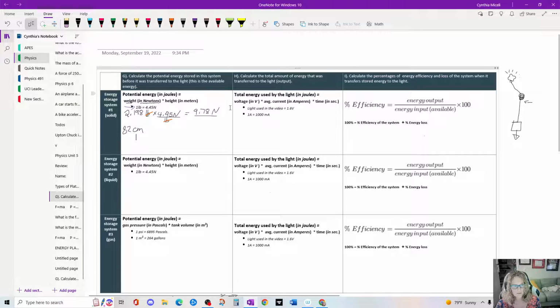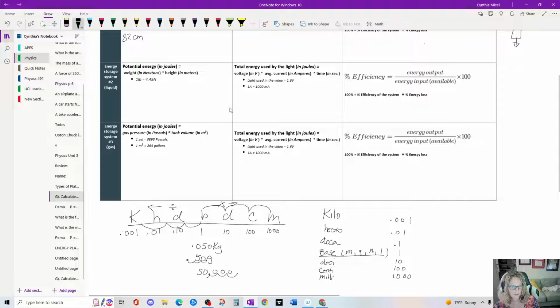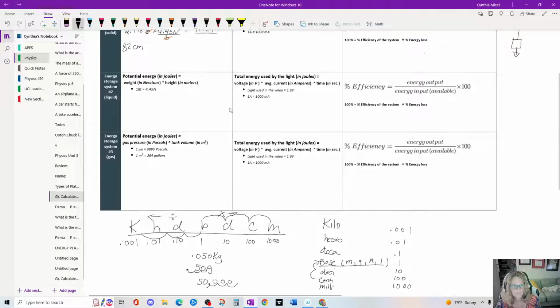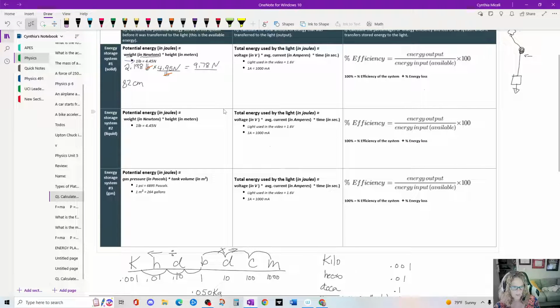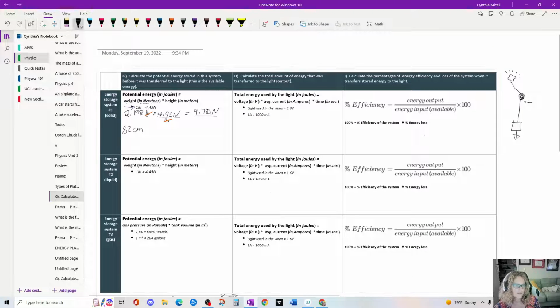So if I look back at my centimeter conversion, I have centimeters and I want to go over to meters. Centimeters to meters. So I can see there's 100 centimeters in every meter, or I can hop my decimal over 1, 2. So if there's 82, I'm going to move this decimal over 1, 2. That's the same as having 0.82 meters. Or if that's confusing, you can say 82 centimeters, and there's 100 centimeters in a meter.